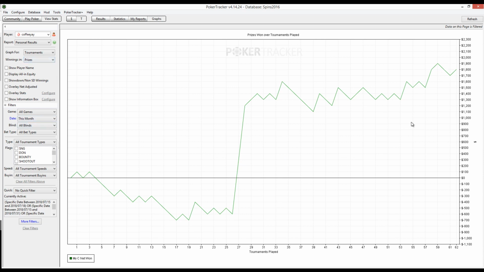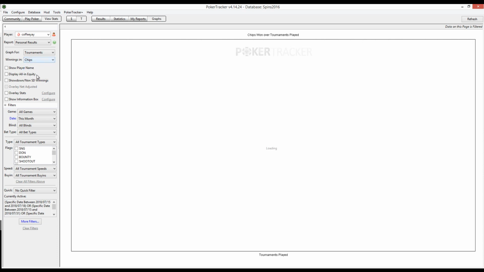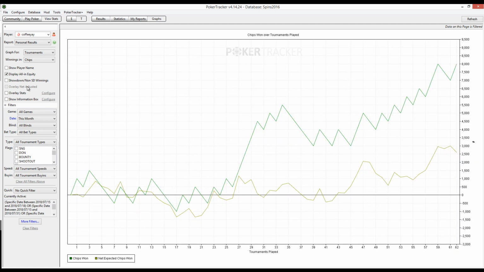So not super relevant. So what you want instead, again, is to put it into chip mode, and then here's the button you want to use, is display all-in equity. So the other traps that you can fall into with trying to get useful information out of your graph are trying to use overlay net adjusted. This just doesn't work for spins. It's the best way to put it. It just has issues with spins. You just don't want to use it. You want to use all-in equity and chips. Ignore this. It doesn't take into account multipliers, and it has other issues. So you want to do this.